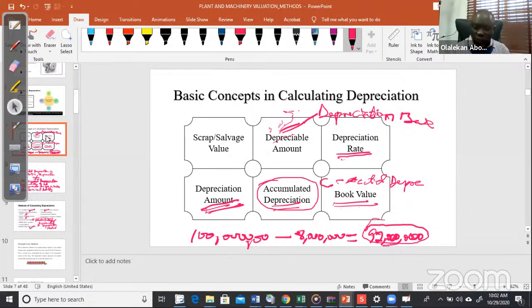Hello, sir. Yes, please. From your explanation so far, the difference between scrap value and salvage value is that scrap value is a bit less than salvage value, right?